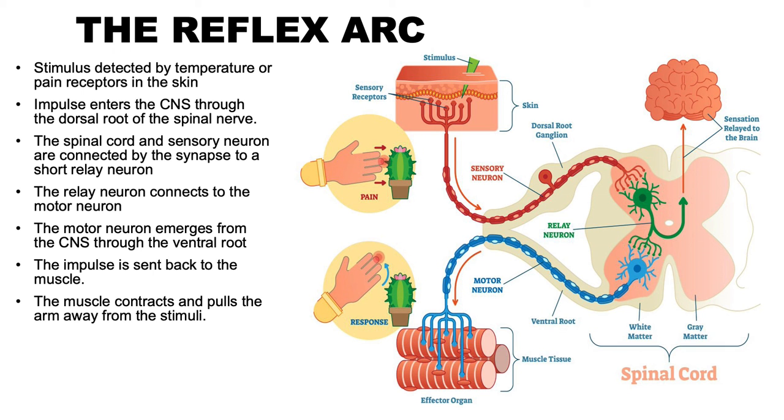The reflex arc. This one here is demonstrating how an impulse travels from the sensory receptors back to the central nervous system and back to the effector organ, or the effector. Of course, effector organs are going to be muscles or they could be glands.